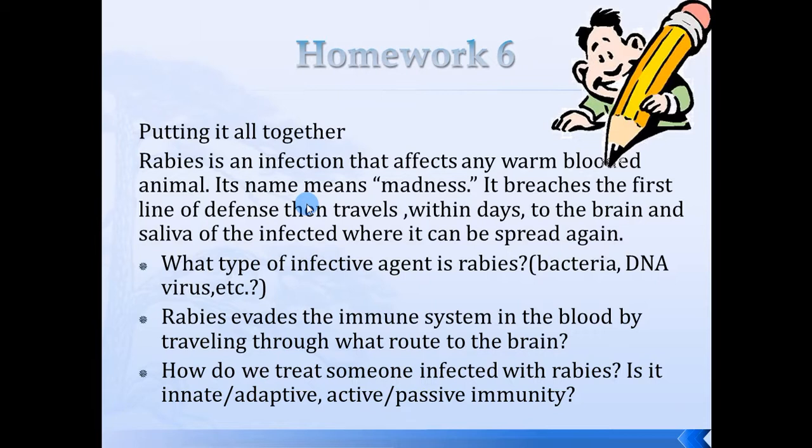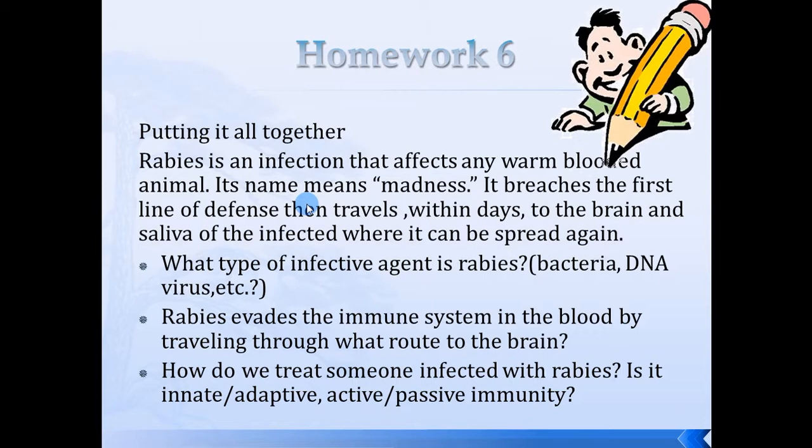So homework number 6, putting it all together. I kind of hinted and slipped a little bit. I knew this question was coming, but rabies is an infection that affects any warm-blooded animal. Rabies' name actually means madness. So what it does is first it has to breach the first line of defense. So how does it do that? You get bitten, right? You get bitten by some animal that's rabid. The rabies hangs out in their saliva and it goes into your bloodstream.